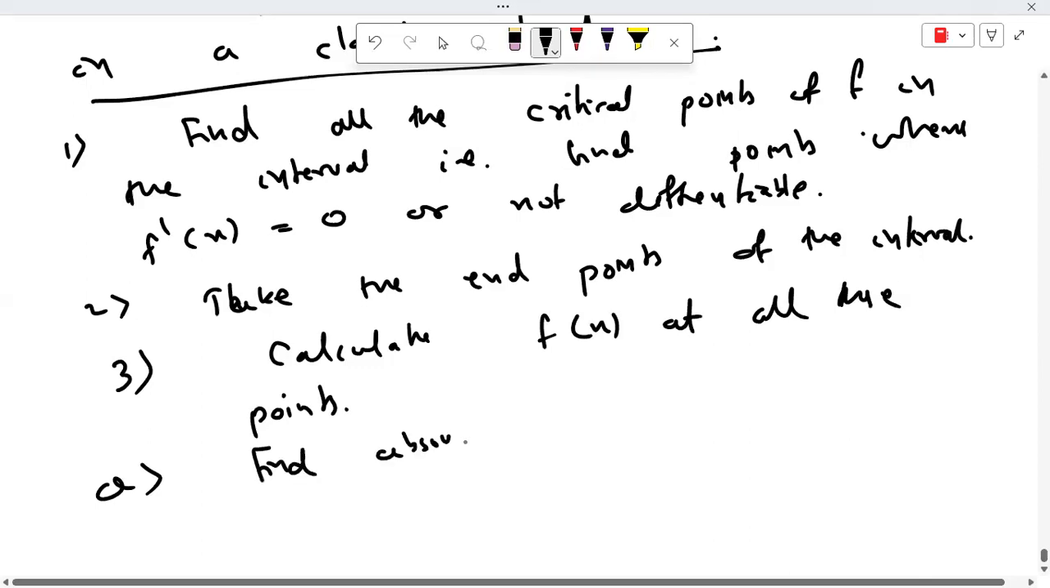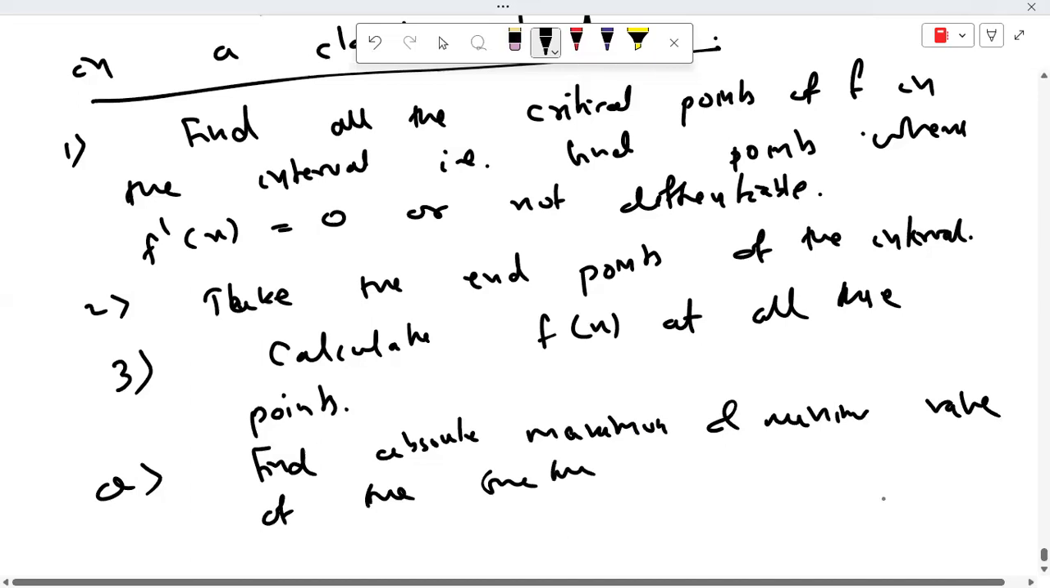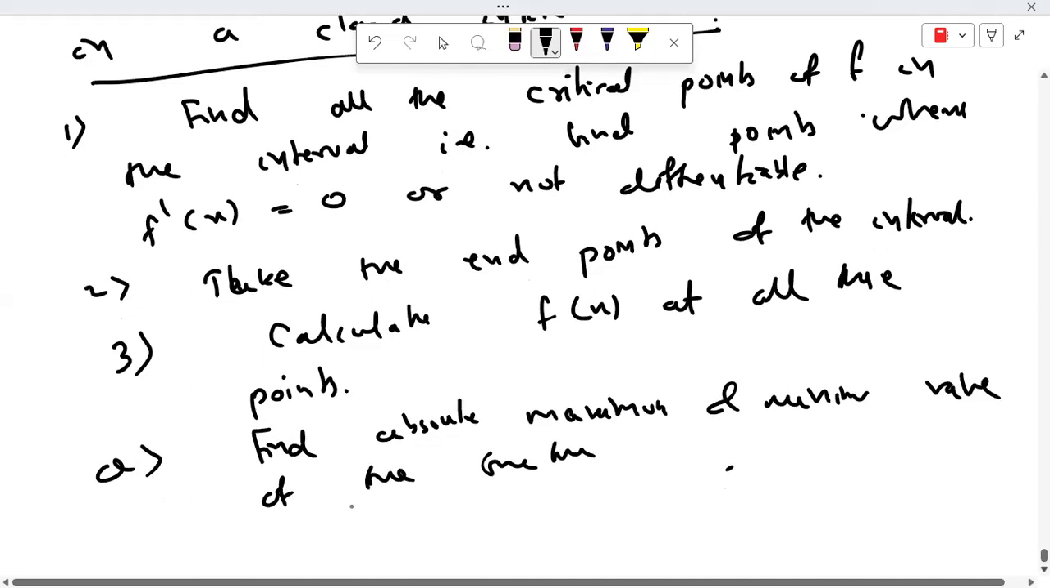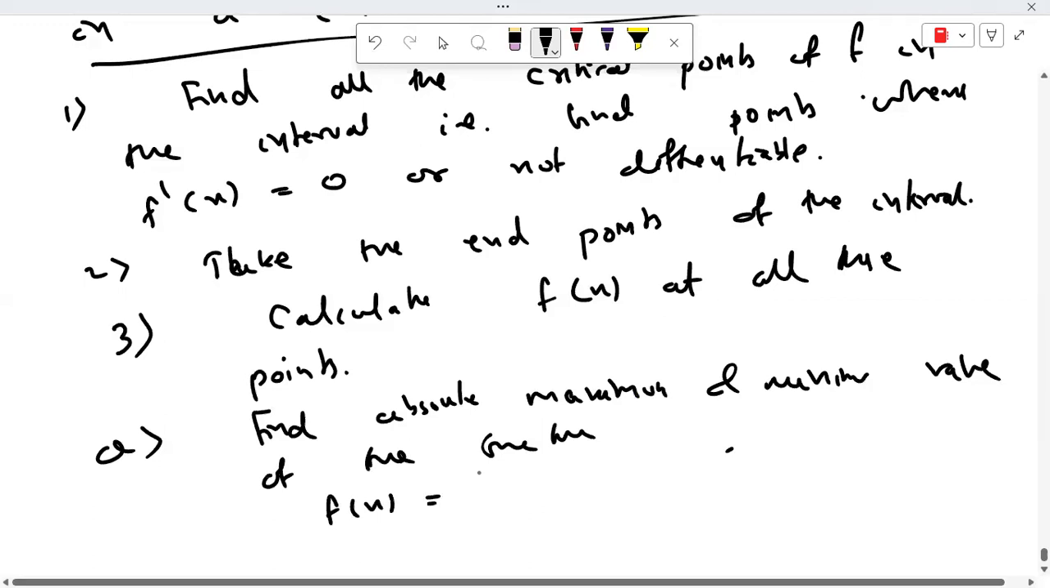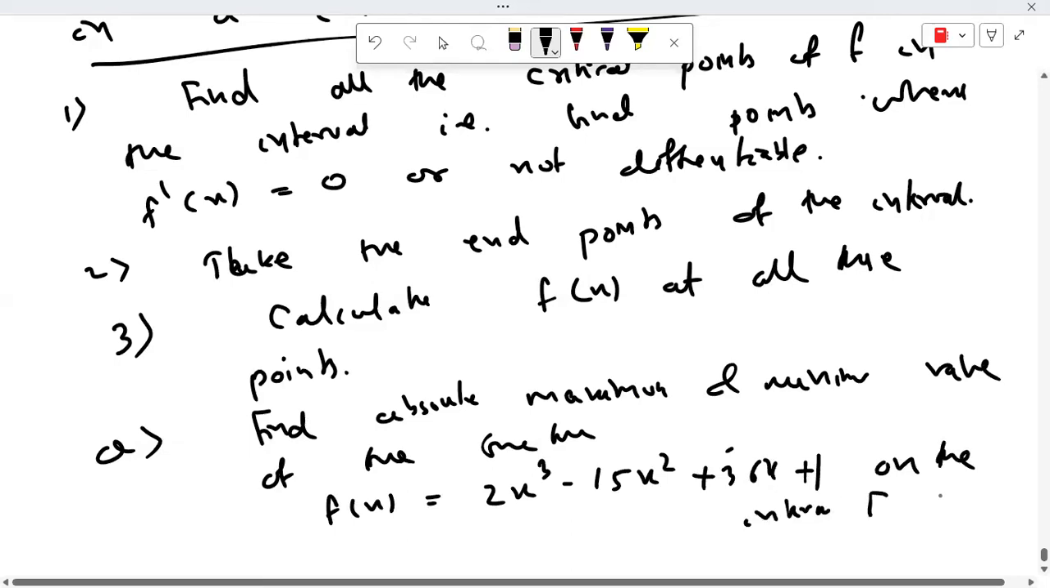Find absolute maximum and minimum. Absolute maximum and minimum means global maximum and minimum value of the function f of x equals 2x cube minus 15x square plus 36x plus 1 on the interval 1 to 5. Apply this rule and try to solve it. I'll give you a few minutes.